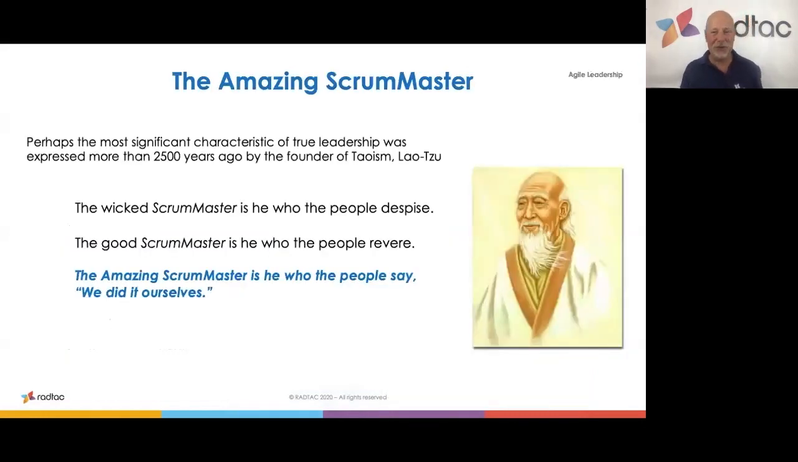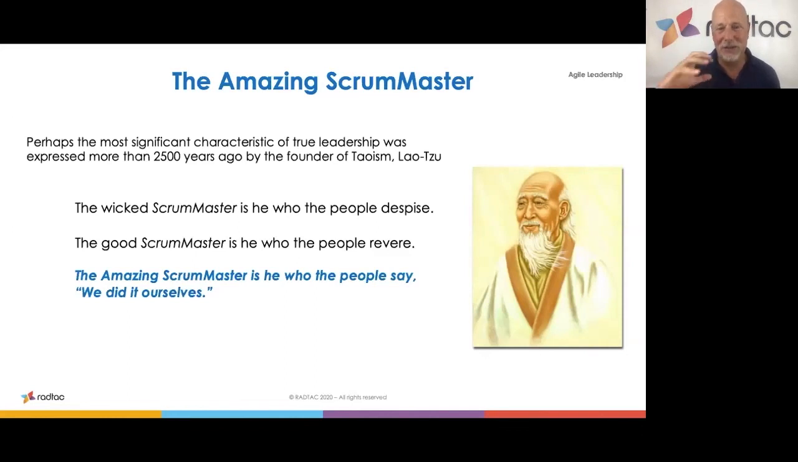And then at the end of the day, thinking about everything that we've been through, what is the amazing Scrum Master? Well, I like this quote from Lao Tzu, founder of Taoism 2,500 years ago, so pretty old stuff. Obviously he didn't use the term Scrum Master, but basically the wicked Scrum Master is he or she who the people despise. The good Scrum Master is he or she who the people revere. The amazing Scrum Master is he or she who the people say, we did it ourselves. That's the amazing Scrum Master.